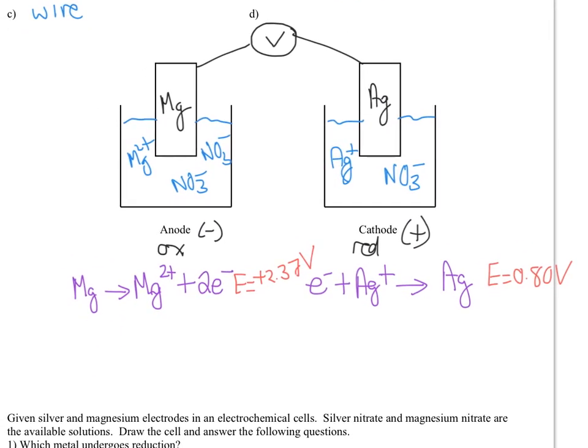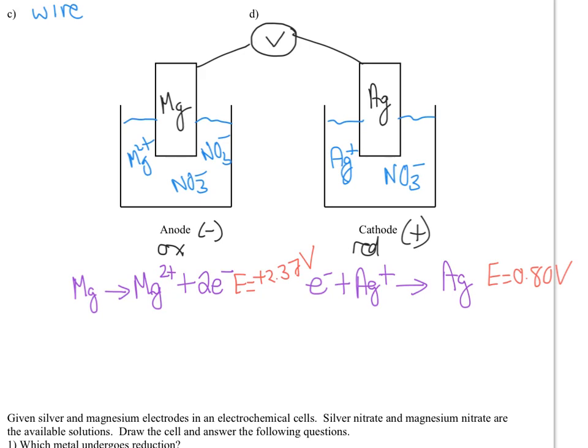Let's start with the magnesium reaction here. It's saying that magnesium turns into Mg2+ and 2 electrons. So this piece of metal undergoes oxidation. It turns into Mg2+ and electrons. The Mg2+ just goes into the solution with the rest of the Mg2+, and the electrons, guess where those go? Those go through the wire.